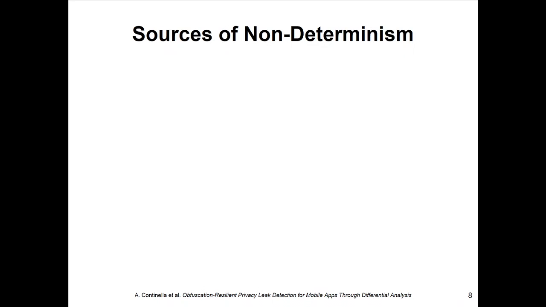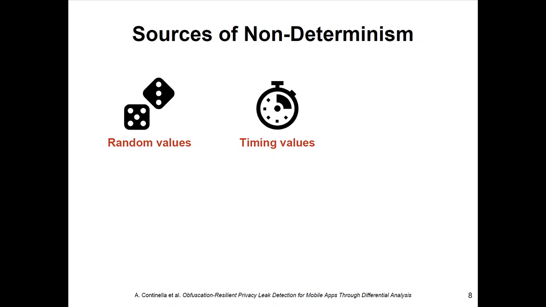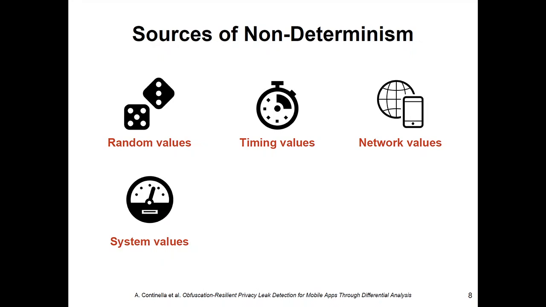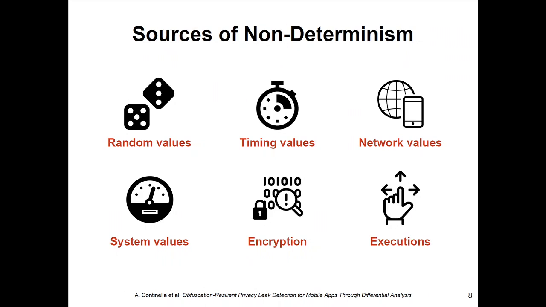To address this non-determinism, we performed a small-scale study on 15 applications, and we identified 6 sources of non-determinism. These are random values, for example, random numbers or session identifiers. Then we have timestamps and dates. Values coming from the network, for example, server-assigned identifiers and cookies. System values, so values about the state of the system, for example, the available storage or the amount of free memory. Encryption that uses random initialization vectors. And we also have non-deterministic executions that, due to different loading times, might affect the UI exploration.